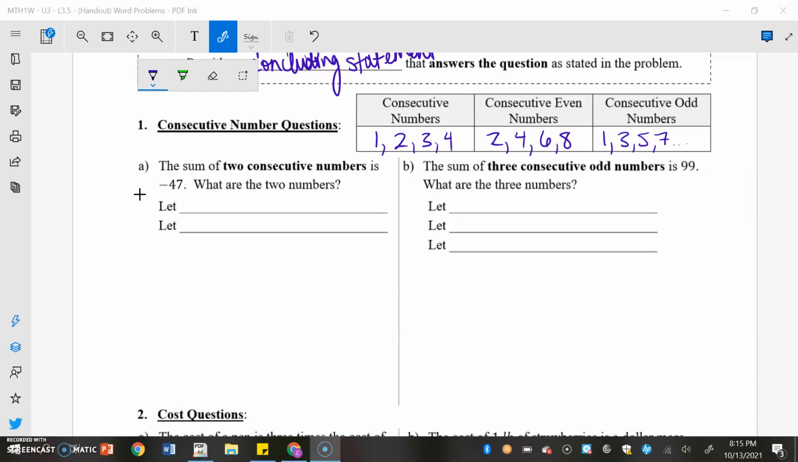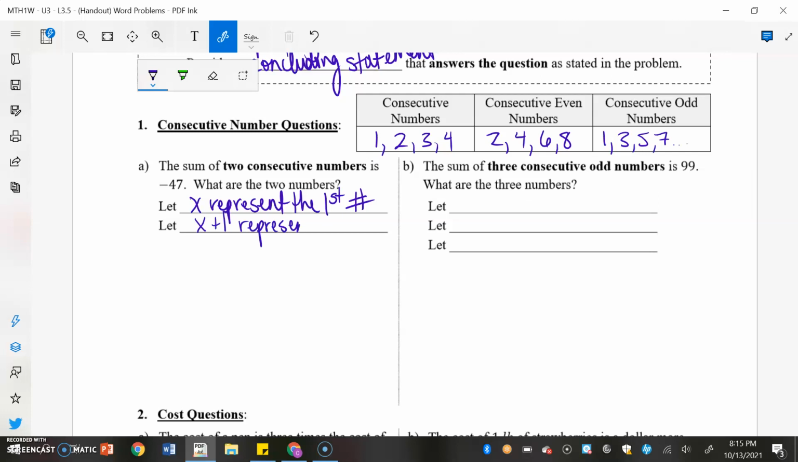So let's start by defining some variables. We can say let x represent the first number, and if we're talking about two consecutive numbers, the next one after that would be x plus 1. Let x plus 1 represent the second number. We said consecutive numbers are ones that come one after each other. So x is the first, x plus 1 would be our second.